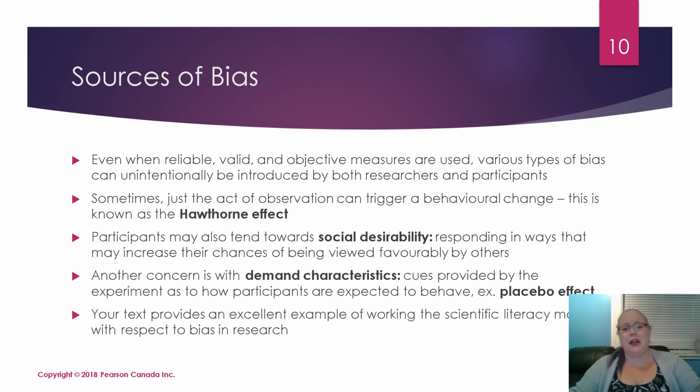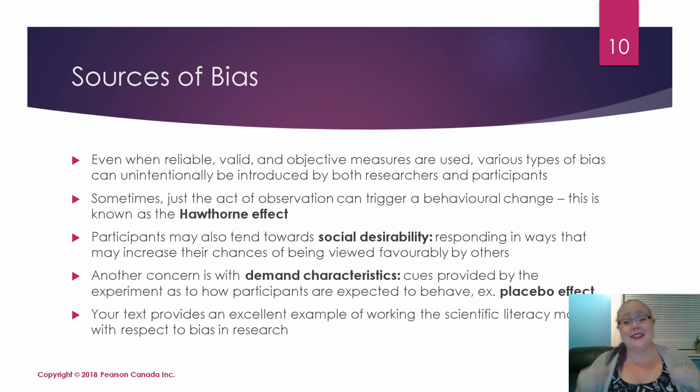Your text, I'm not going to get very much more into this, but your text does provide an excellent example of working the scientific literacy model with respect to bias in research. It goes into the different characteristics of experimenters that might also affect the research or the expectations that they have. So for example, there were students who were given rats to run on mazes and work with, and some people were told that they were given bright rats that were really intelligent, and others were told they were given dull rats. And it turned out that the ones who were given rats that were described as being bright or smart actually did perform better.